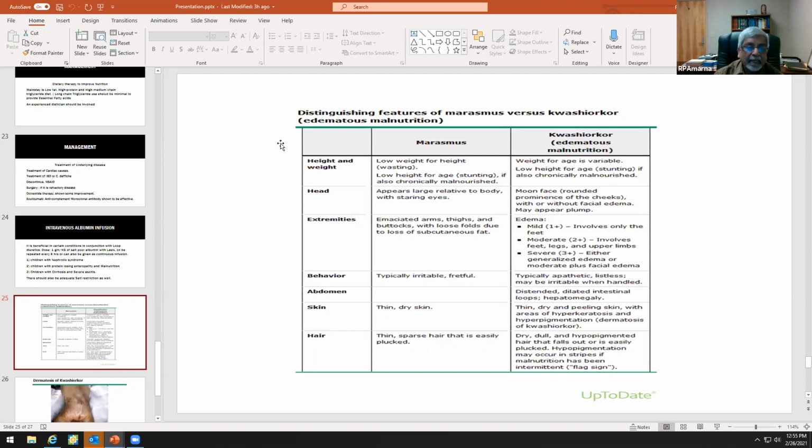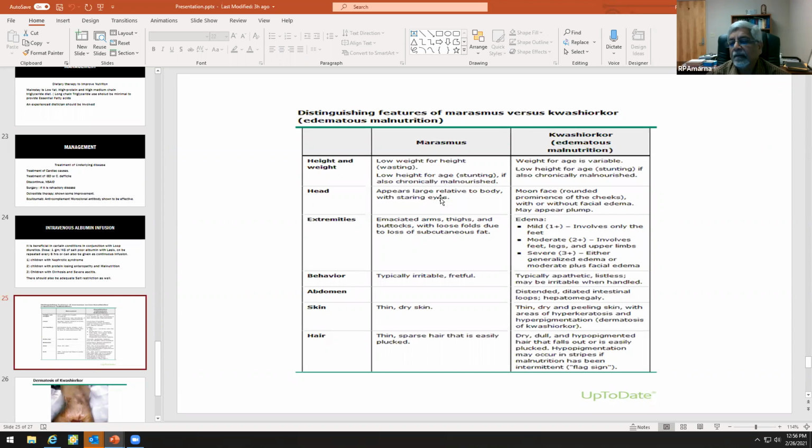So this table shows the difference between marasmus and kwashiorkor. Marasmus is basically due to the generalized calorie loss. Here, they probably do get some calories, but their protein intake is very low in kwashiorkor. Okay. So in marasmus, they are low weight and their weight for height is low. Height for age shows stunting because in general, they don't have any calories.